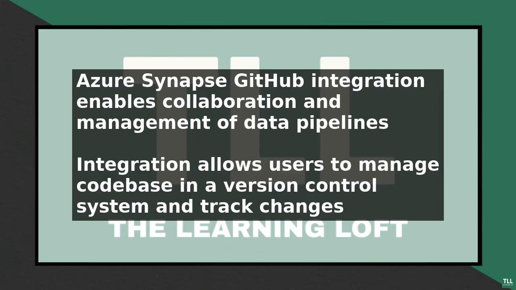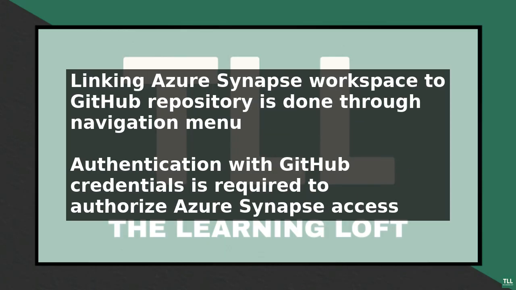To get started with Azure Synapse GitHub integration, you need to link your Azure Synapse workspace to your GitHub repository. This can be done by navigating to the Azure Synapse workspace and clicking on the GitHub icon in the left navigation menu. You will then be prompted to authenticate with your GitHub credentials and authorize Azure Synapse to access your GitHub repository. Once the integration is set up, you can start managing your Azure Synapse codebase in GitHub.